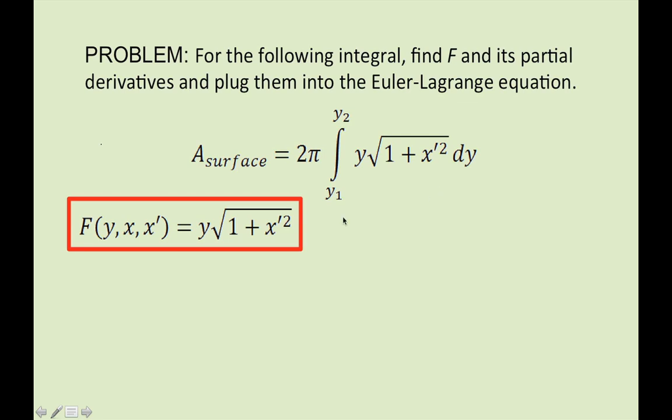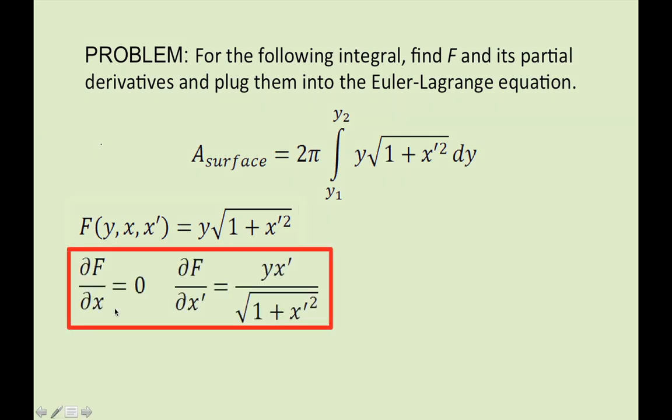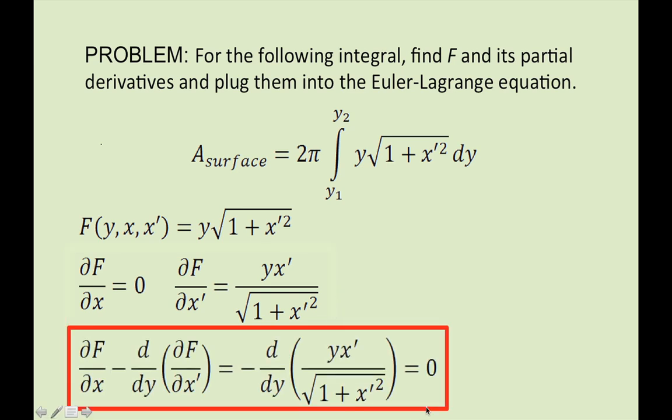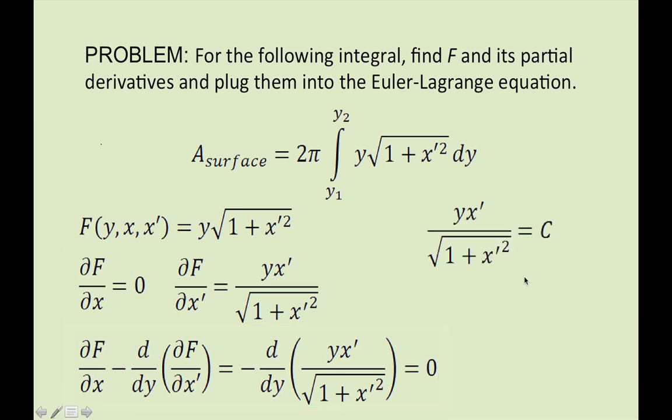You should have found that the function big F is just the expression inside the integral. Again, watch your notation. This big F has the independent variable of y. The partial derivative of big F with respect to x is 0, and the partial derivative of big F with respect to x prime is just this expression. If you plug these partial derivatives into the Euler-Lagrange equation, you end up with this expression. Again, setting the expression in the parentheses to a constant will give you the differential equation.